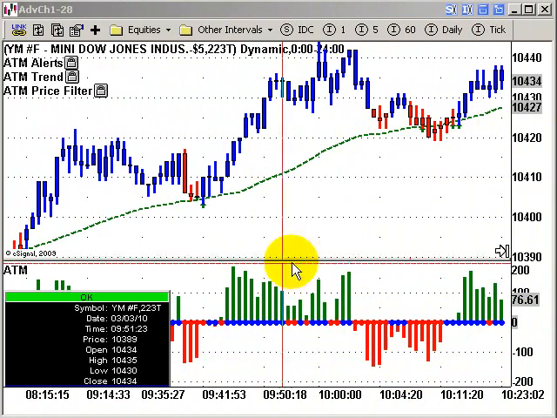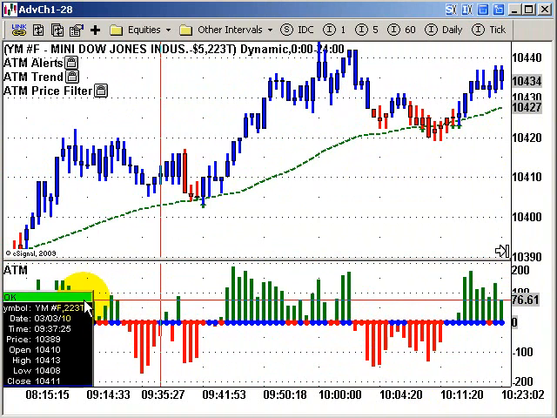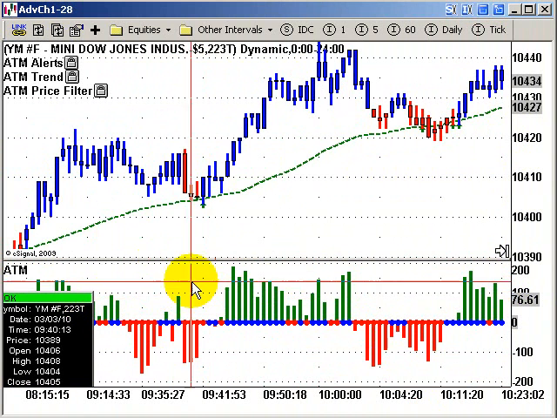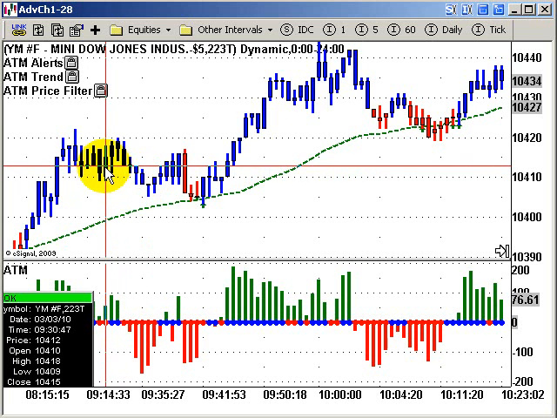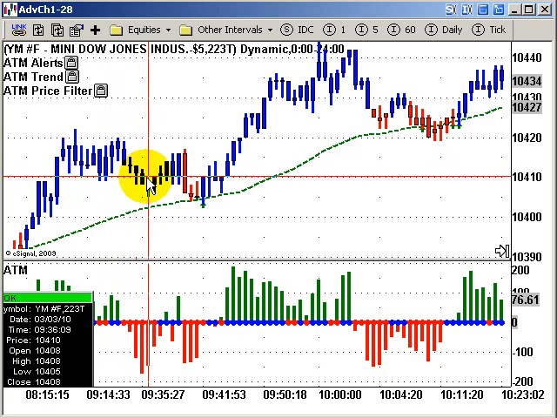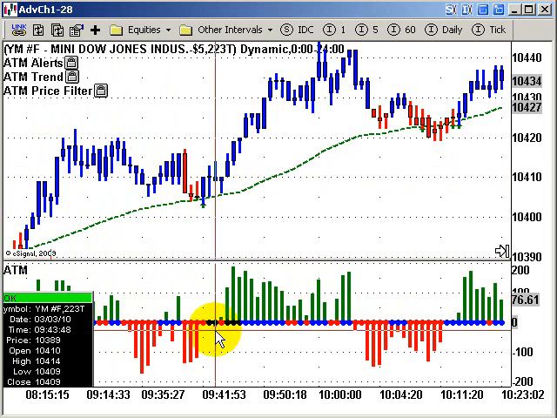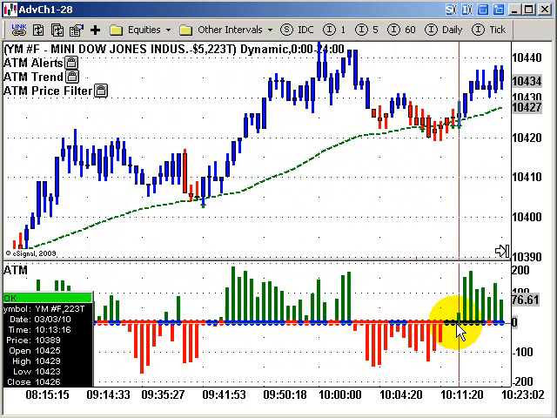Okay, just want to go over the ATM trades for today. And here was our Open, New York Open here. And what we're looking at is this is our ATM line. It's got the blue and red dots here.